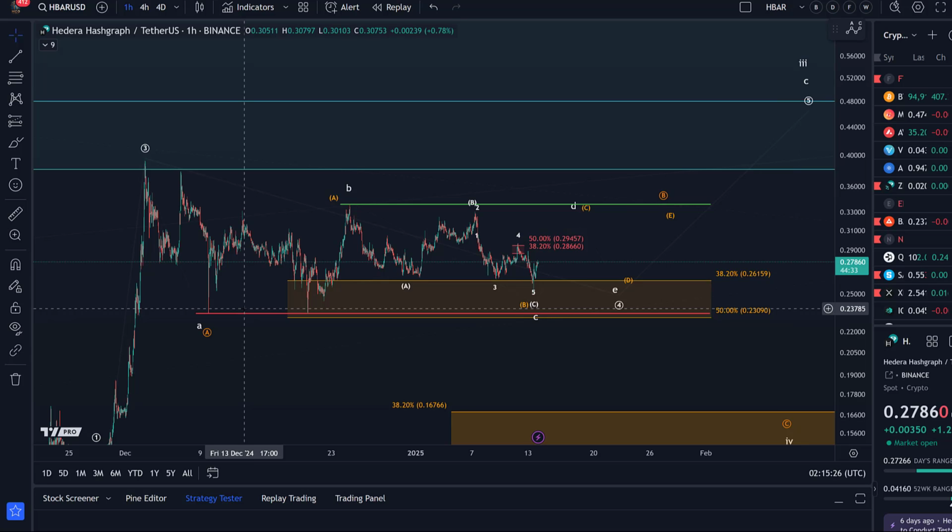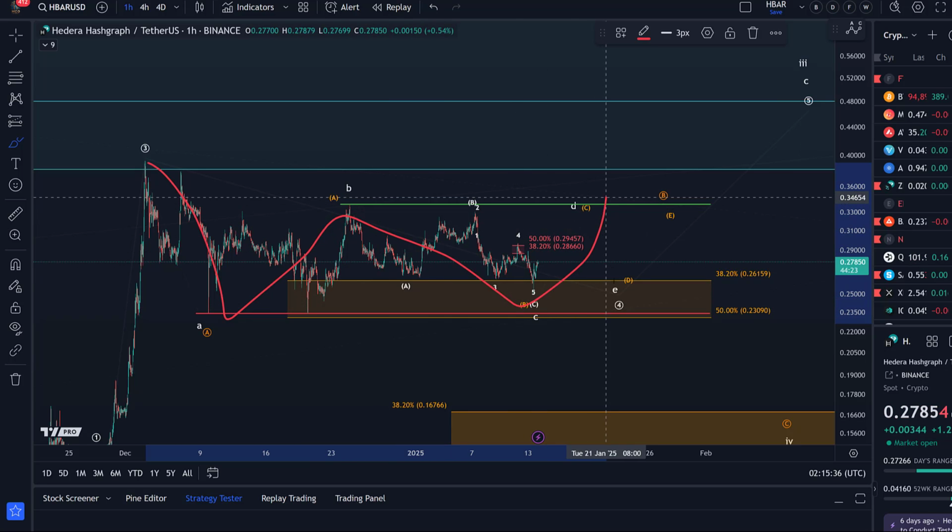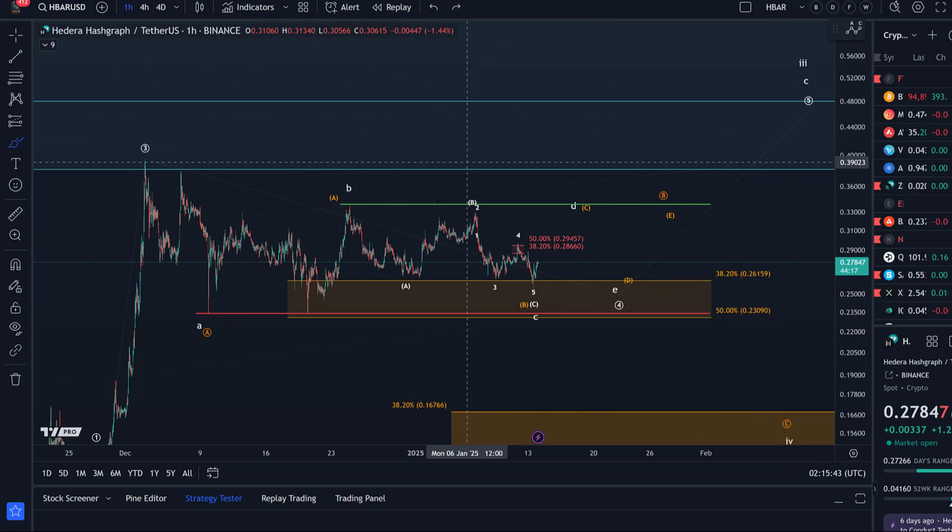Okay, so for now, I'm just tracking a triangle. Quick reminder, these are tracked as A, B, C, D, E patterns. So A wave down, B wave up, C wave down, D wave up, E wave down, and then it could go up. Important is that we are following a structure of lower highs and higher lows. That so far is being done.